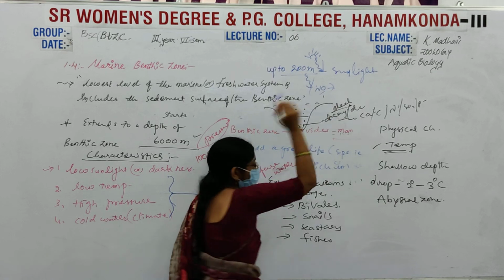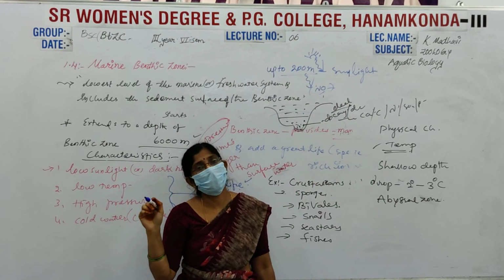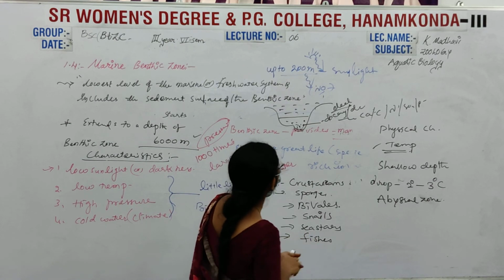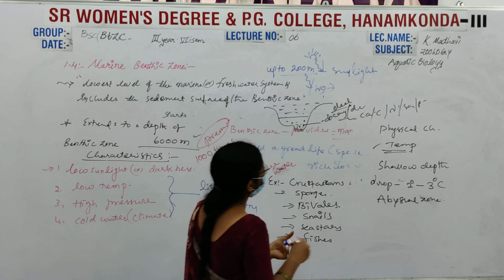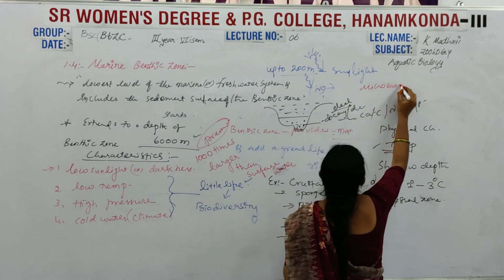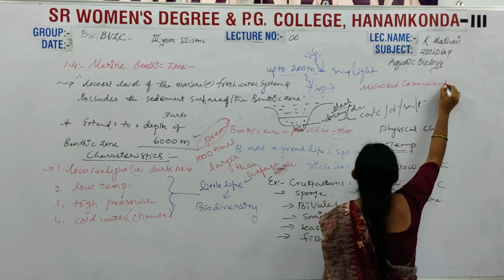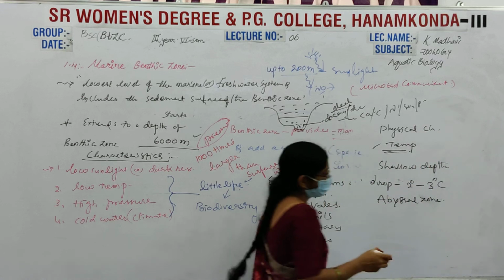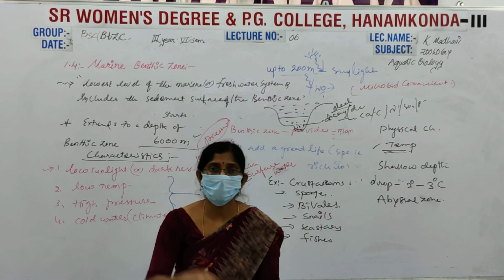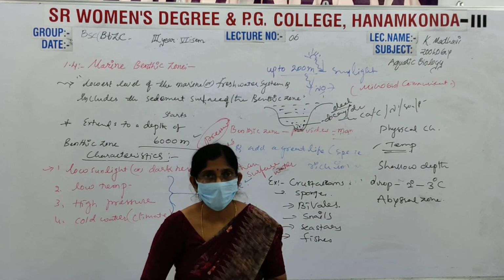Another characteristic is microbial communication. What is microbial communication? Here, the organisms are dependent on each other, directly or indirectly. The dead and decomposing particles slowly reach the benthic region, where the organisms show their actions.